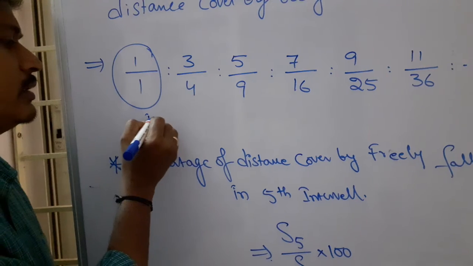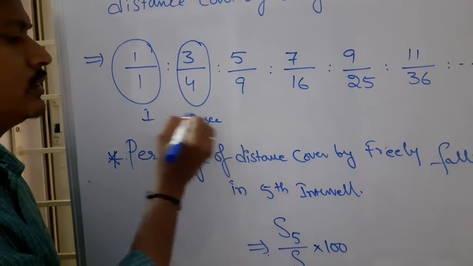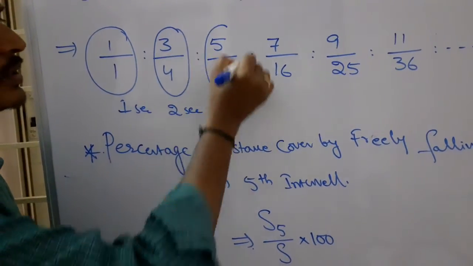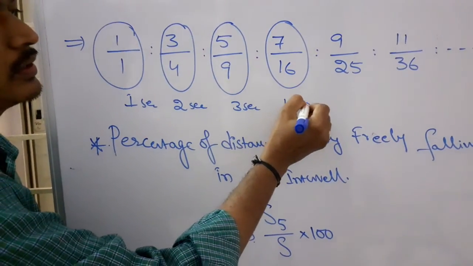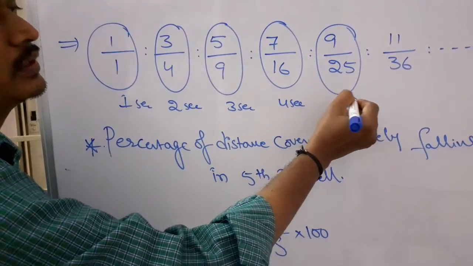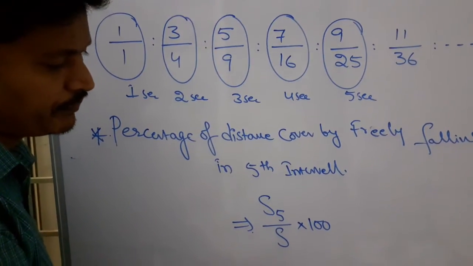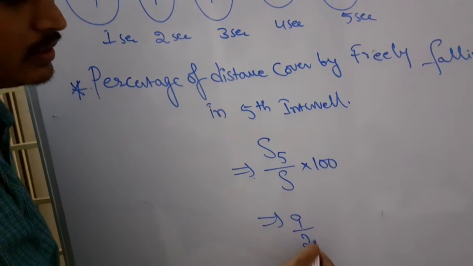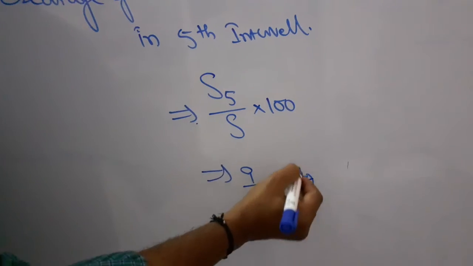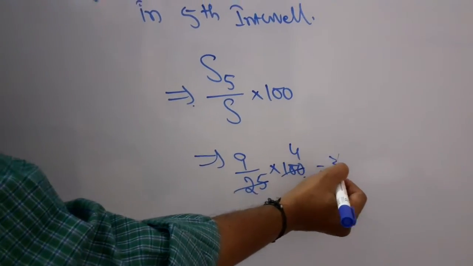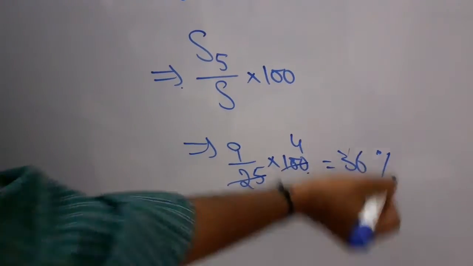Up to here it is first interval. Next, this ratio will be covered in second interval. First, second. This ratio is covered in third interval. Fourth. Next, fifth. So, therefore, 9 by 25 into 100. 25 ones are 25, 25 fours are 100, so 36%.